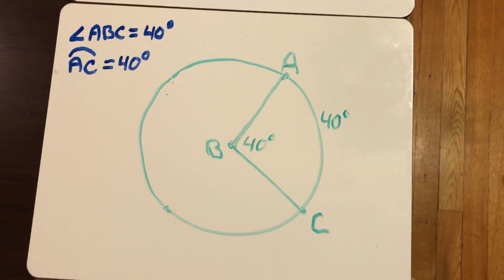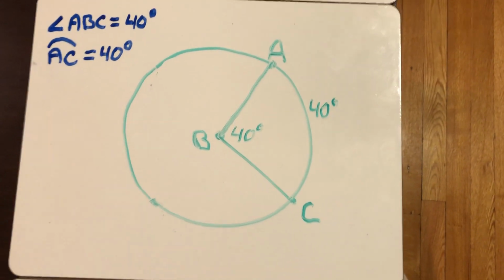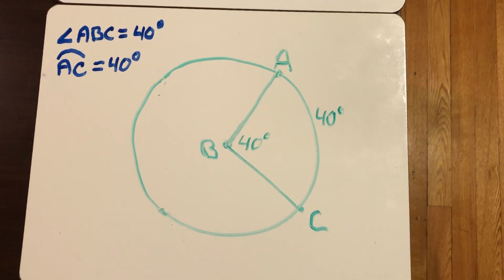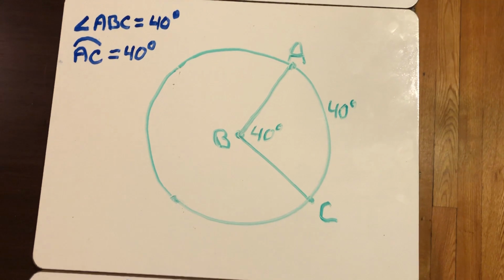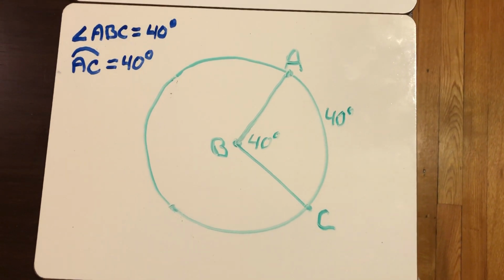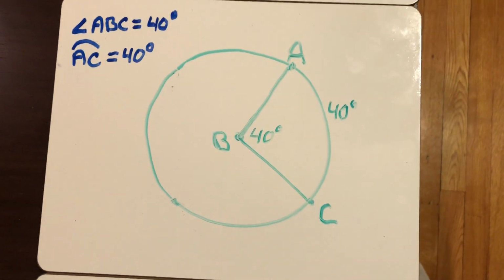Every single central angle cuts into the circumference of the circle at the same amount of degrees as the angle is. So the angle of a central angle and the arc cut by that central angle are always going to be the same.